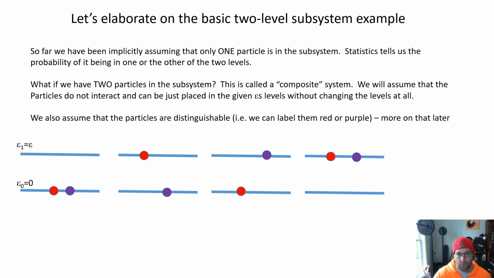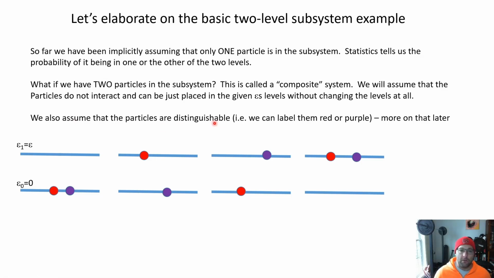So today's lesson is where we ask what happens if we allow more than one particle to occupy the energy levels. What if we have two particles in the subsystem? That's a composite system. And we'll assume that the particles don't interact with each other, and so you can just place them in the E sub s levels without changing the levels at all due to interparticle interactions. It's an important assumption, but it's also one that doesn't restrict us very much. Very often we can find non-interacting or approximately non-interacting circumstances in nature.